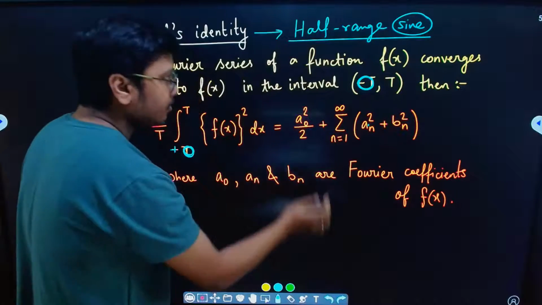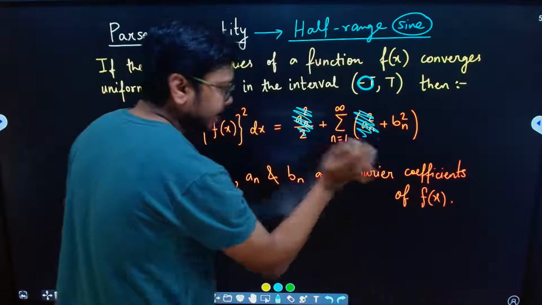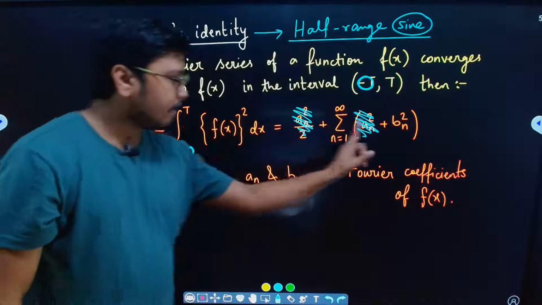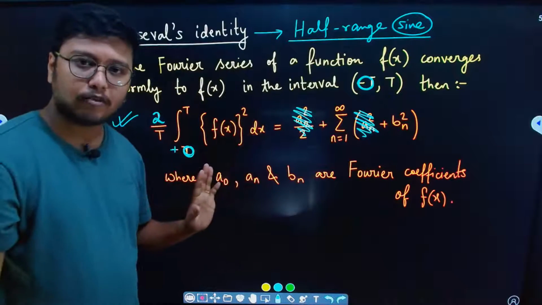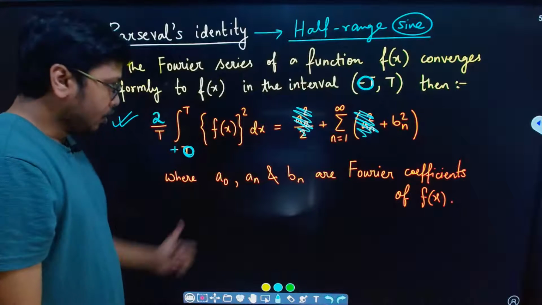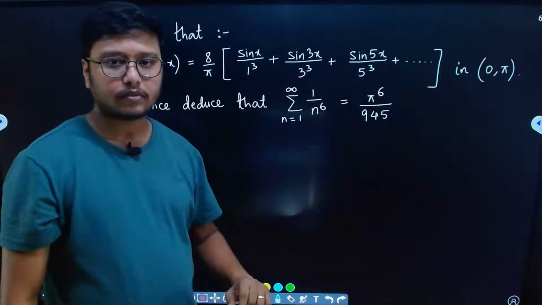So right now I want to deal with the half range sine. So this a0 square will be absent, this an square will be absent. I only have to find out the bn term and then put it in this particular formula for Parseval's. So now let's take a look at this question.